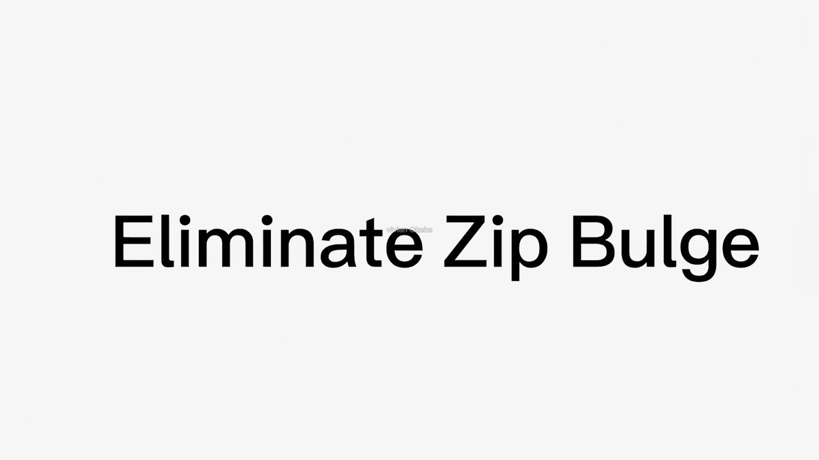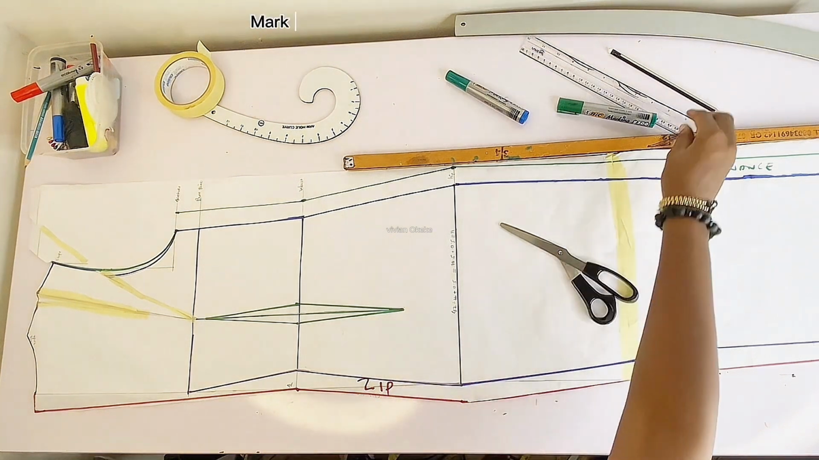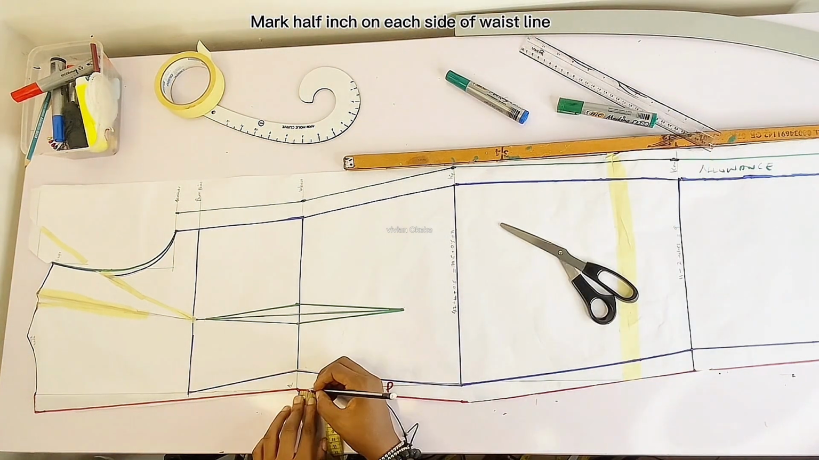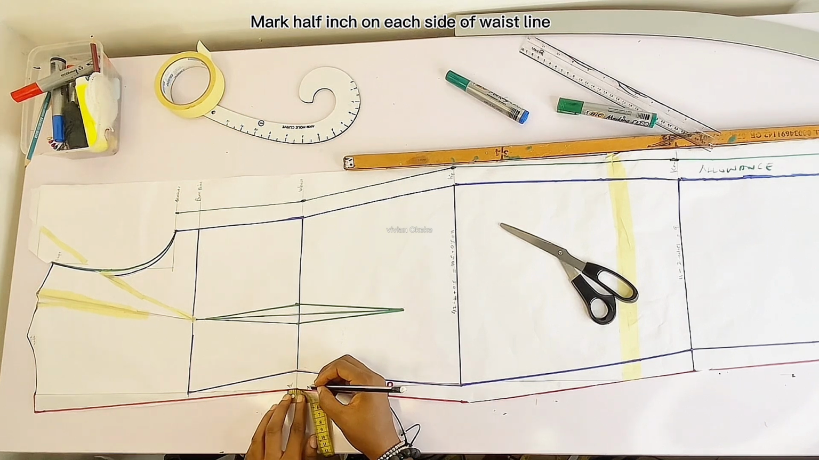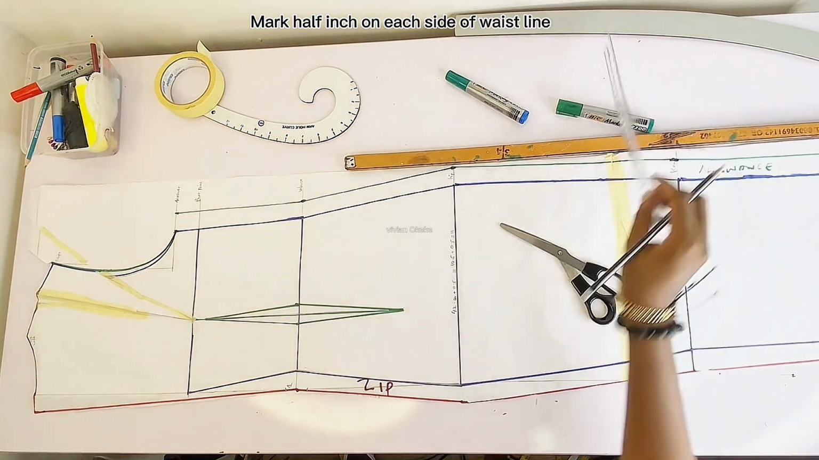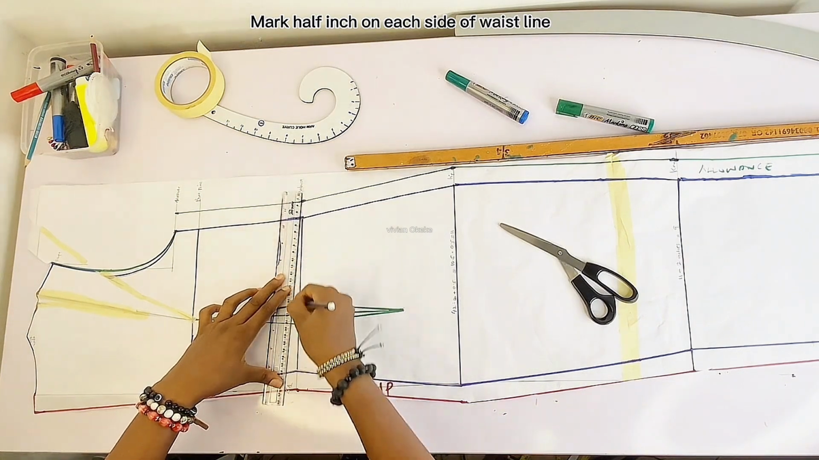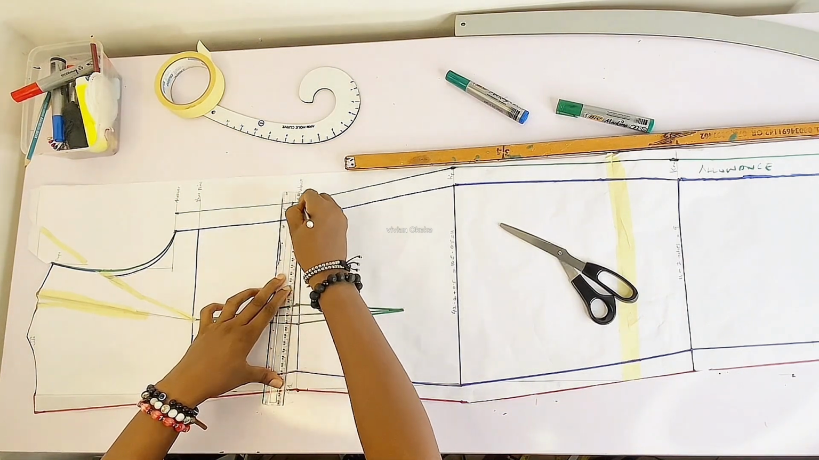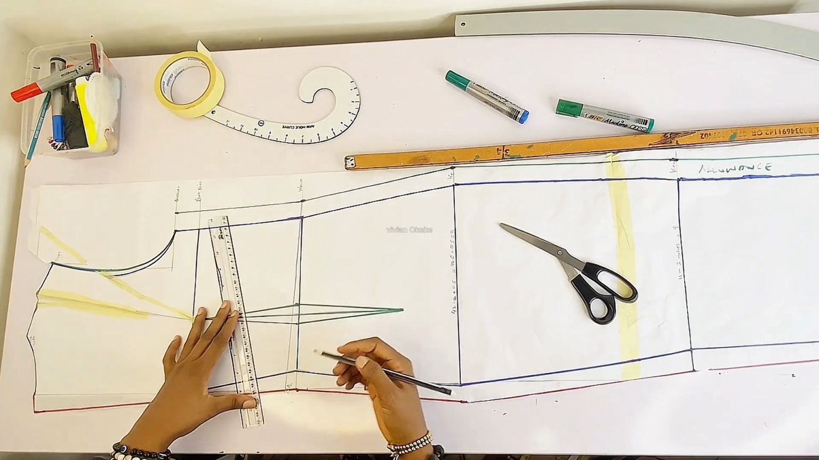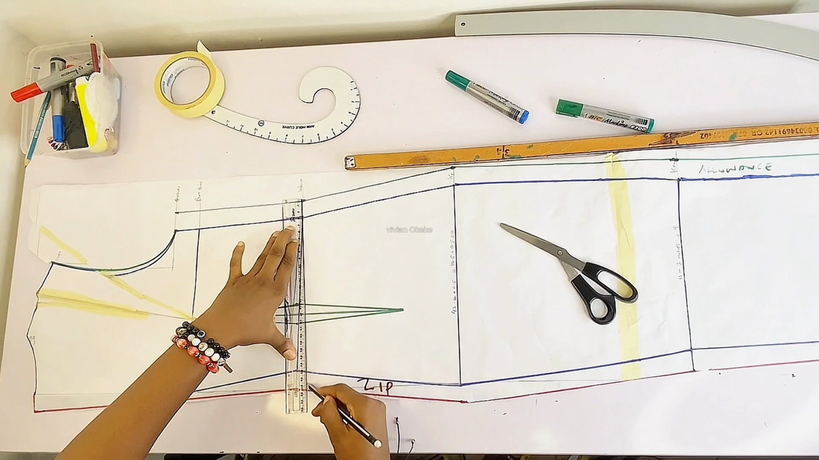And the next thing we're going to do after adding the allowance is to eliminate the zip bulge that I talked about on the waist, okay? So on the waist here, I am going to be marking 1/2 inch on each side of the waistline. So I'll go down by 1/2 inch here and then go up by 1/2 inch here. This is happening on the waistline alone. And I'll connect this to the side seam of my pattern. And this is just going to help me eliminate those bulge that always happen at the zip.